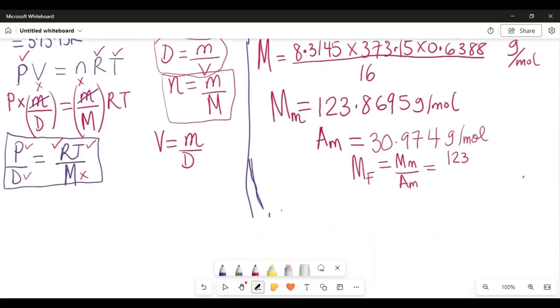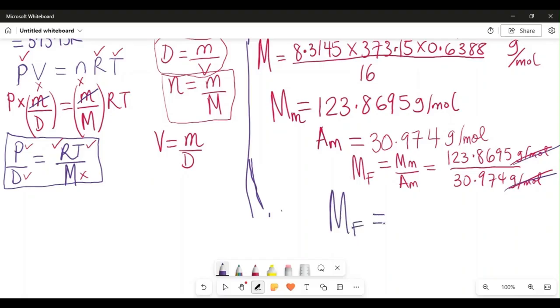Let me take this up a little bit. 123.8695 gram per mole divided by 30.974 gram per mole. We cancel out the gram per mole because we're not finding the unit of anything. We're trying to find how many of it exist. So you put this information in the calculator: 123.8695 divided by 30.974, and we get 3.999. But because we have to approximate, since we need a whole number, the molecular formula number is 4.